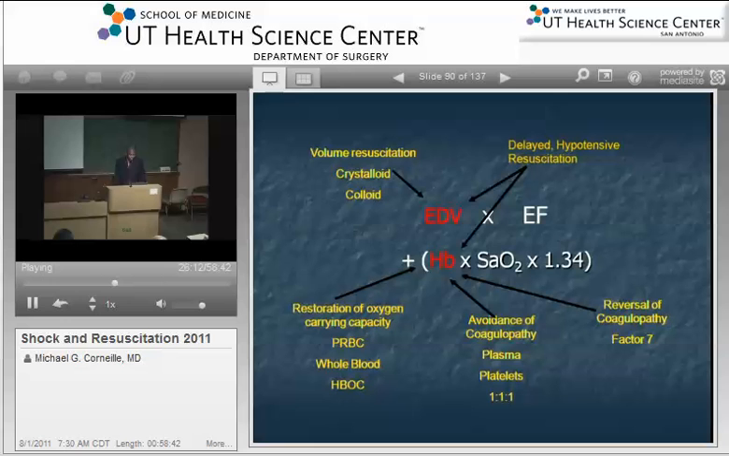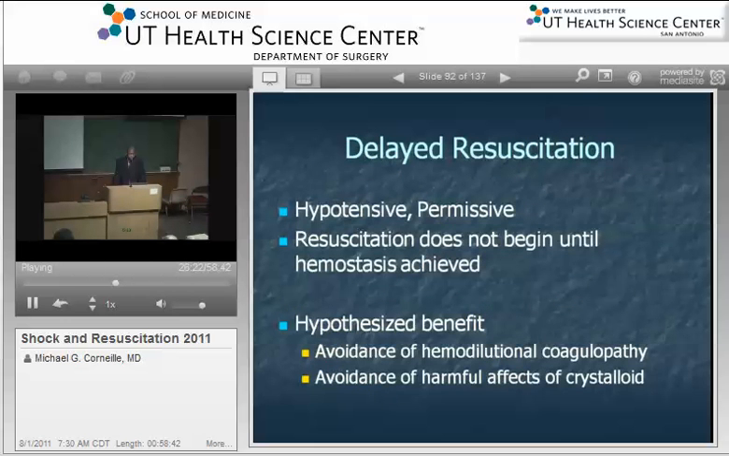And so we talked a little about crystalloid and colloid. What about another strategy for resuscitation, which is delayed or hypotensive resuscitation? You may see it referred to as permissive resuscitation because the goal is not restoration of cardiac output or mean arterial pressure, so it's referred to as permissive. Resuscitation doesn't begin until hemostasis is achieved. That's the basic concept. The benefit, at least hypothesized, is that you may be able to avoid hemodilutional coagulopathy, and you may be able to avoid some of the potential harmful effects of crystalloid.